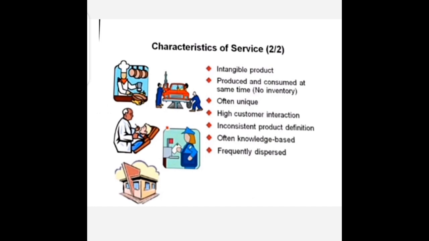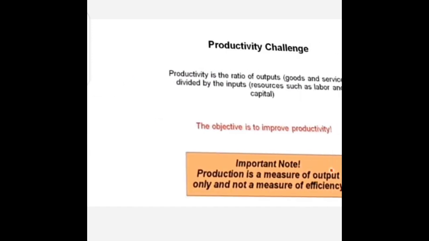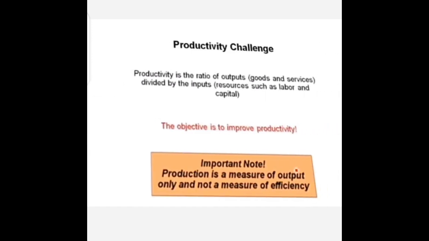Then we have services. Services are basically intangible in nature. They are intangible products produced and consumed at the same time, often unique, with high customer interaction and an inconsistent product definition, often knowledge-based and frequently dispersed. So now the productivity challenge. Productivity is the quality and quantity of work produced from a certain amount of consumption or input. The objective is to improve productivity. The function of operations management is to improve productivity.